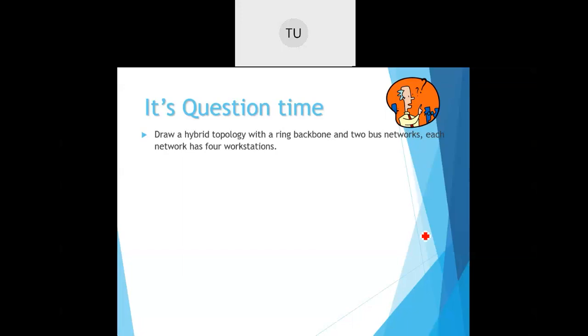Okay, the question time. Draw a hybrid topology with a ring backbone and two bus networks. Each network has 4 workstations. So I leave it to you all to figure out the answer. Even though I think the following slide will show the answer, please don't see the answer first. Try to do it by yourself and then compare with the answer scheme.